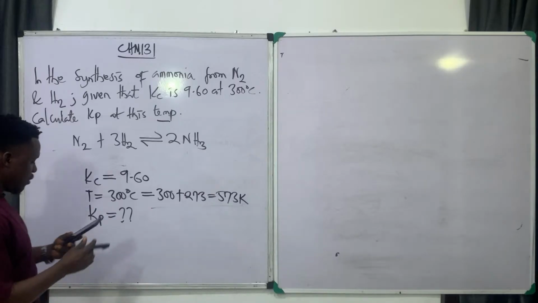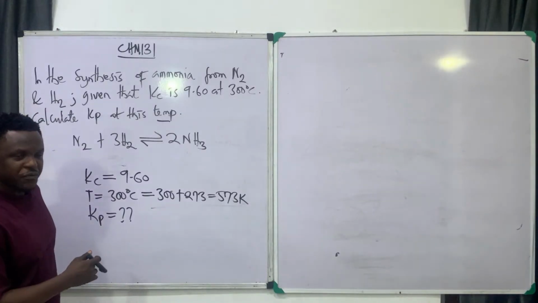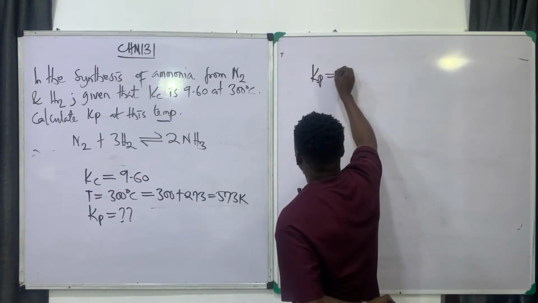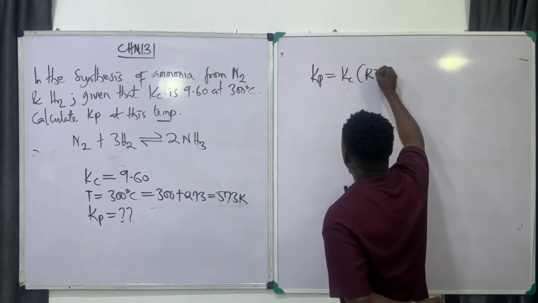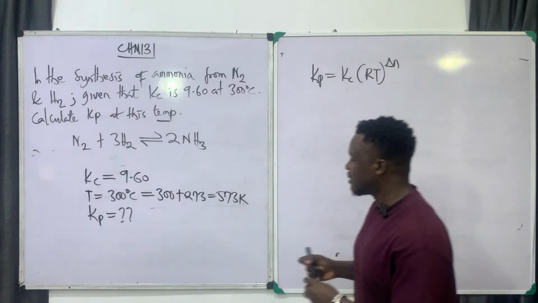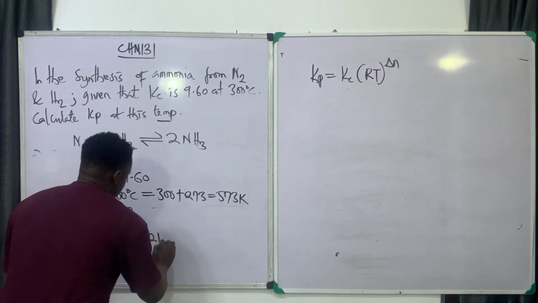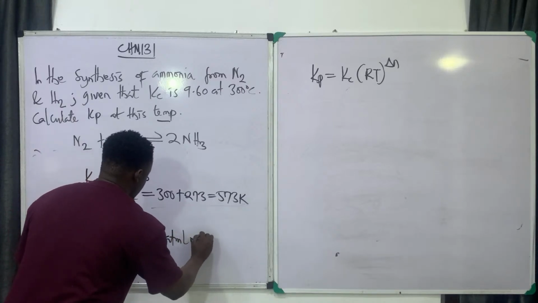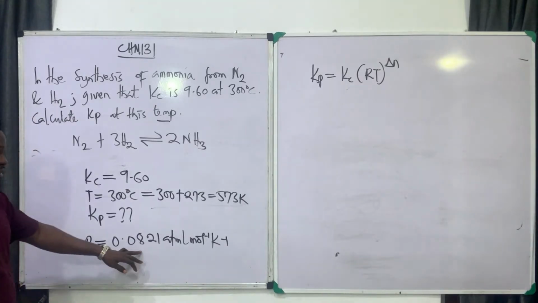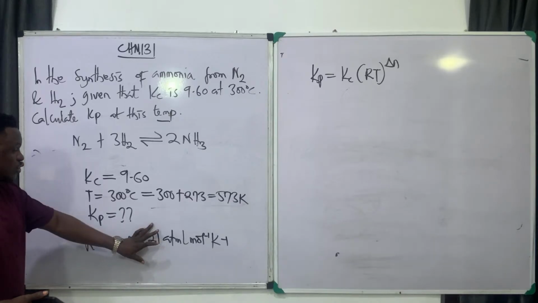Now, somebody asked me a question and said, in cases like this, how are we going to solve it? Now, the relationship between Kp and Kc is Kp equals Kc (RT) to the power delta n. Now, this R is a gas constant. Class, if the R is not given to you, please make use of this. Don't use 8.314, except it is otherwise stated. So we're going to use this.